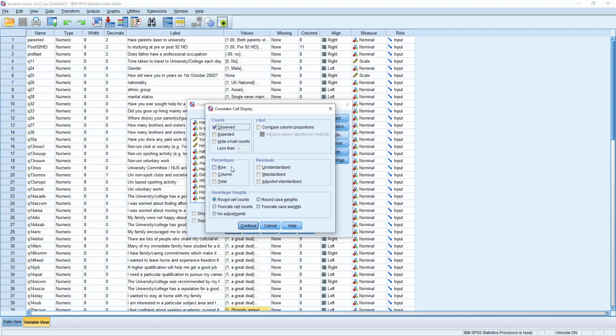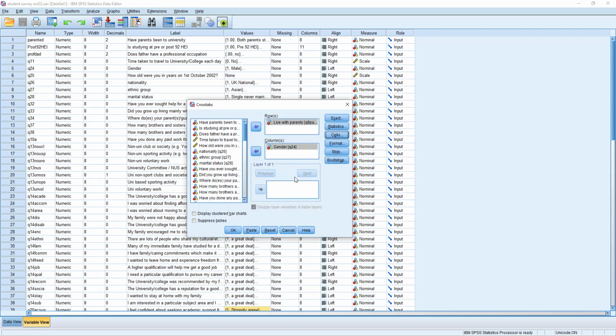But as well as the actual counts, it's useful to have a look at the percentages. So I'm going to choose to put the row and the column percentages in, because that's going to do some very useful calculations for me. We can also put the total in, but it makes the table look a little bit difficult to understand. So I'm just going to go for row and column. So I'm going to click on continue.